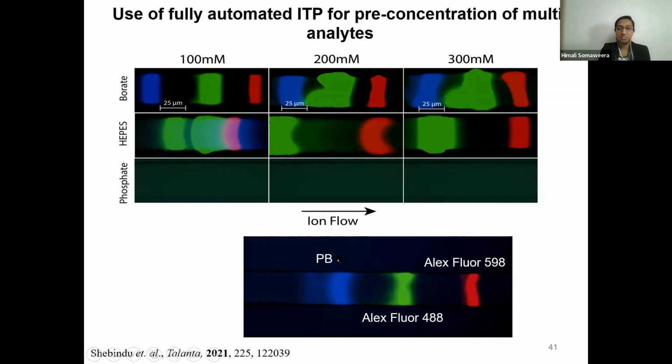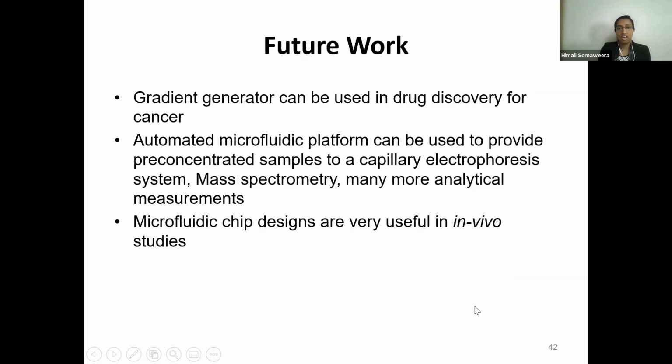And then this is PB, the Pacific Blue succinimidyl ester, and Alexa Fluor 488, which have different fluorescence wavelengths. We use one device, and we had the samples in the same sample, and when we apply the electric field, you can see how it's pre-concentrated, and it can be separated. We can separate because the electrophoretic mobilities are different.